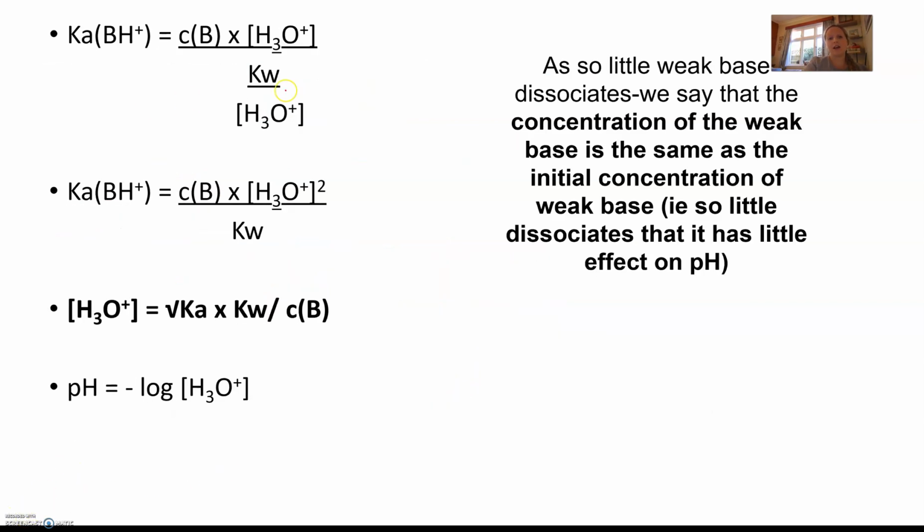So now our expression looks like this. If you don't know how to rearrange this stuff, you don't really need to. You just need to realize that it ends up being this here. So that H3O plus ends up being the square root of your Ks.